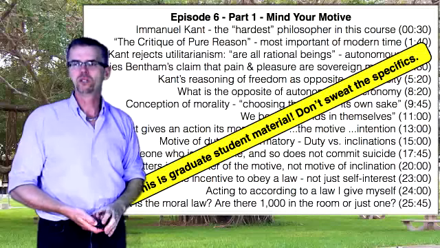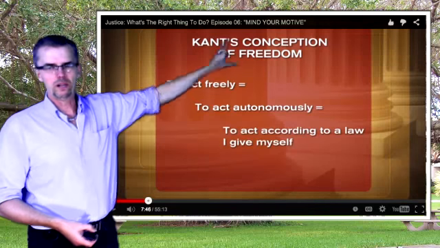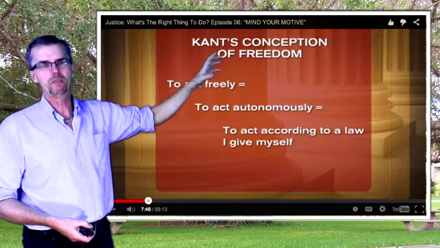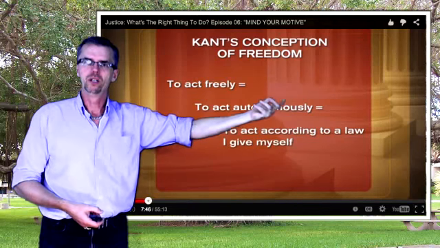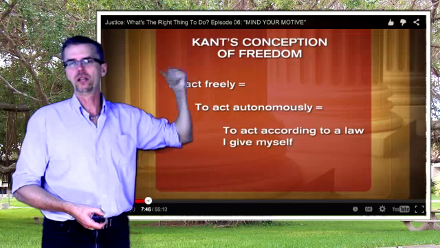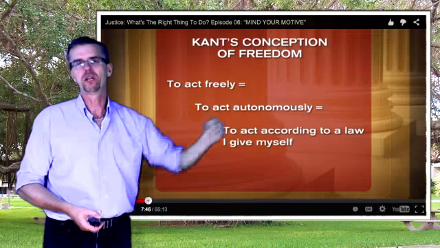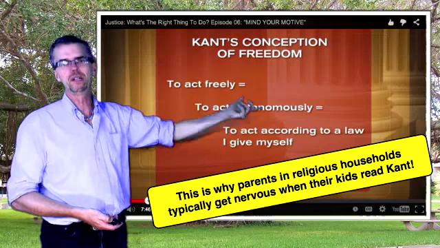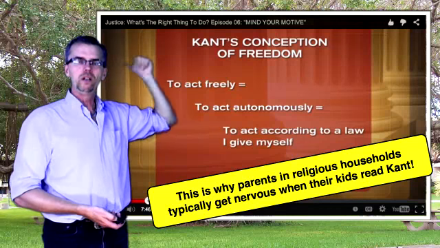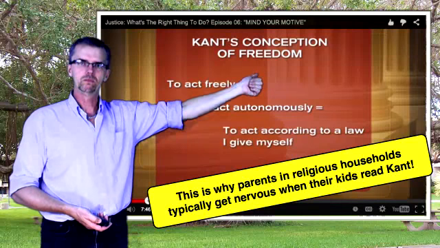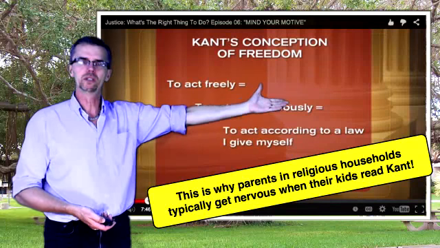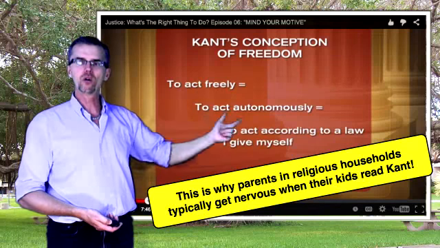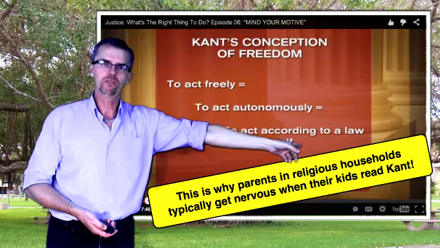That's graduate student material. What you do have to understand, though, is this is why parents in religious households often have a problem with Kant. I mentioned earlier the negotiated reading of Kant. But it doesn't really lend itself well to that if you actually study Kant the way Michael Sandel teaches Kant. This is why parents in religious households typically get nervous when their kids are reading Kant, because what Kant really says is, in order to act freely, you have to be able to act autonomously. And in order to act autonomously, you have to be able to act according to a law which you give yourself.